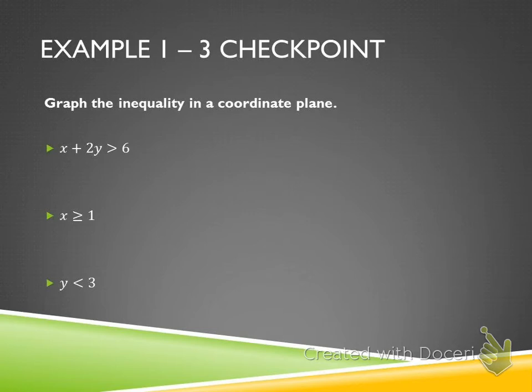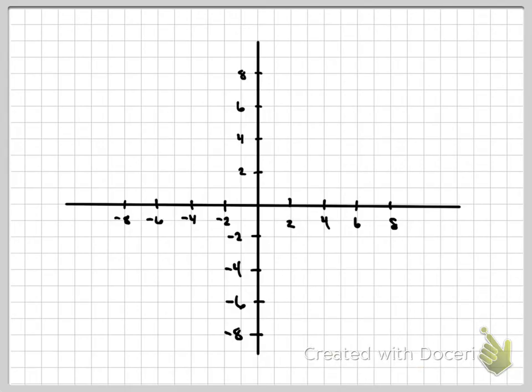All right, so x is greater than or equal to 1. So where do I plot my point on x? I plot it on 1, and I draw my straight line through.